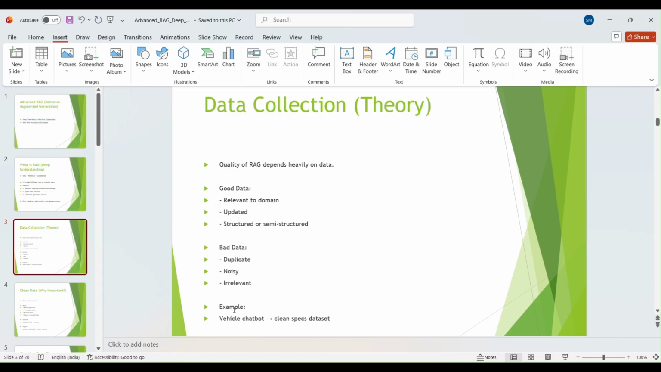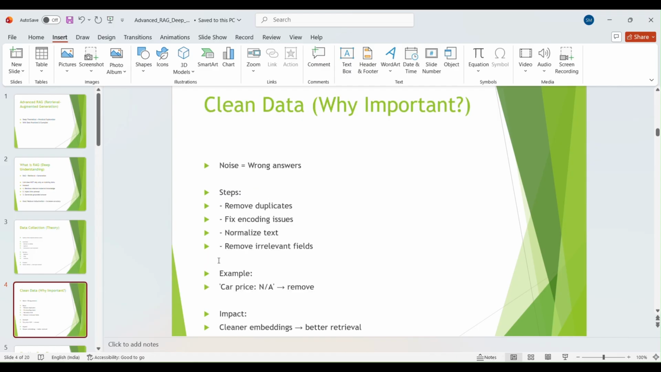So for example, a vehicle chatbot needs clean data. Every vehicle will have some specification, and that should be very clean. Suppose RAG doesn't know the price of one vehicle, because that price is not yet launched by the vehicle company. In that case, we have to delete that, or give some instructions to the LLM so that it gives us a response according to that only, and not in a wrong way. So cleaning data is a very important part whenever we are making a RAG based system.